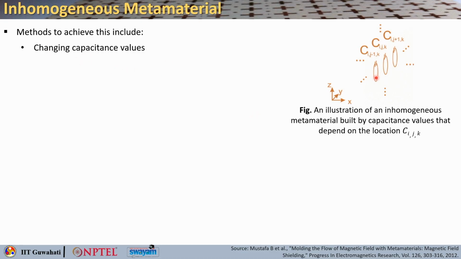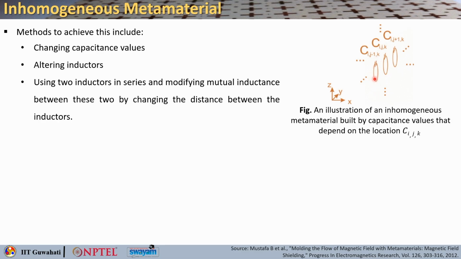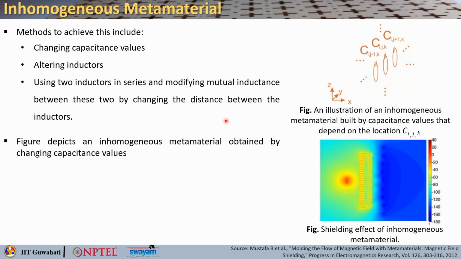So, how can you achieve this? The methods include, first, changing the capacitance values. Then you can also think of changing the inductors, using two inductors in series, and modifying their mutual inductance by changing the distance between the inductors. So, there are different ways you can change the resonance of individual elements, and you can create inhomogeneity.